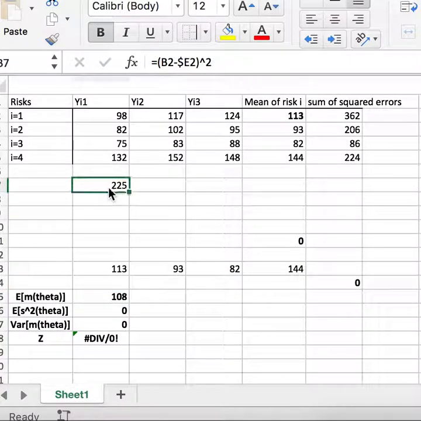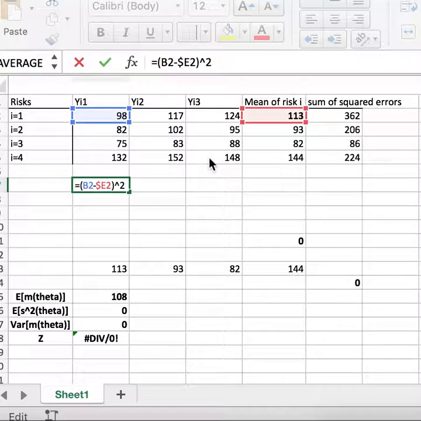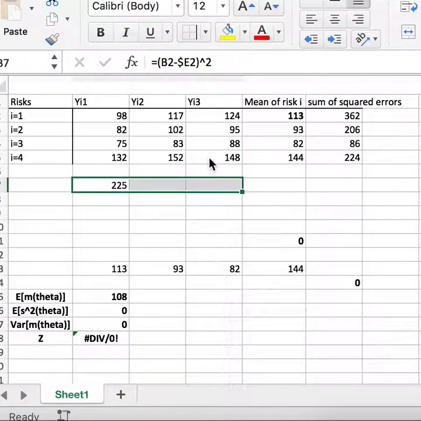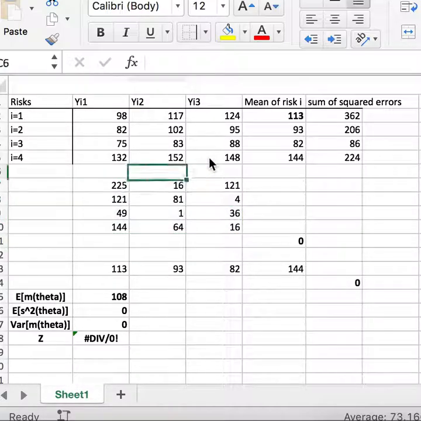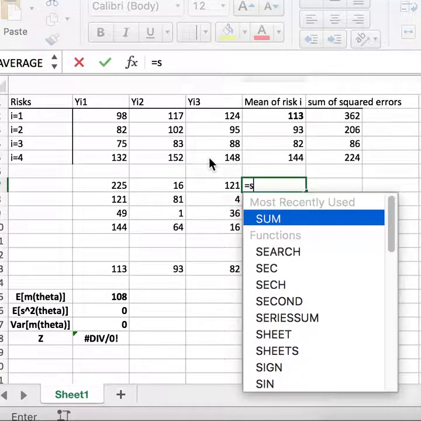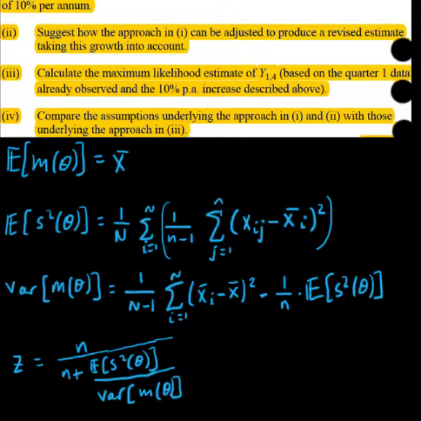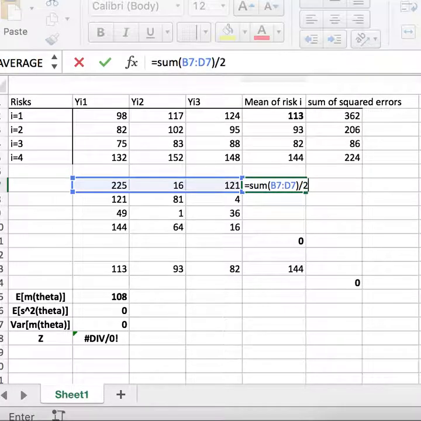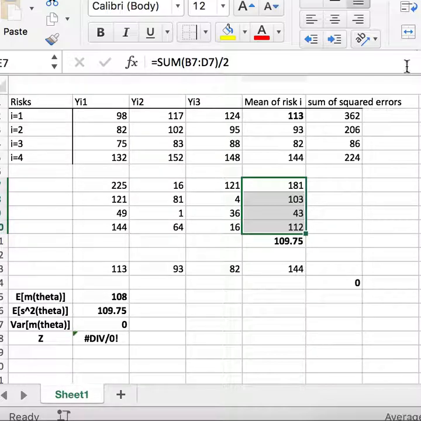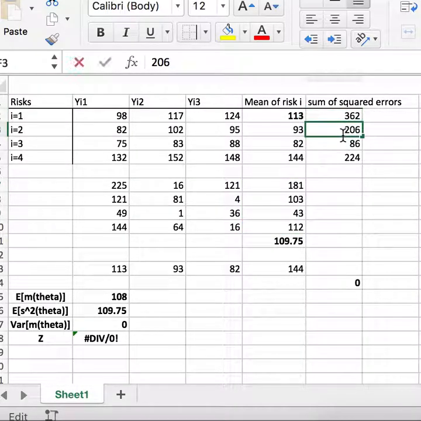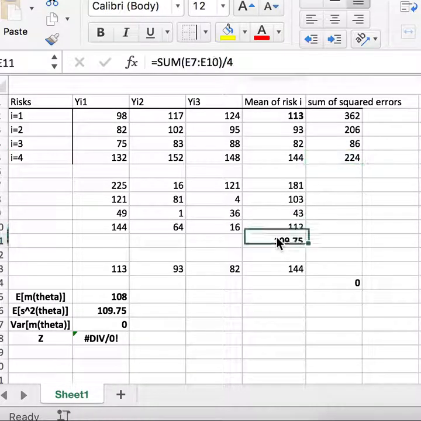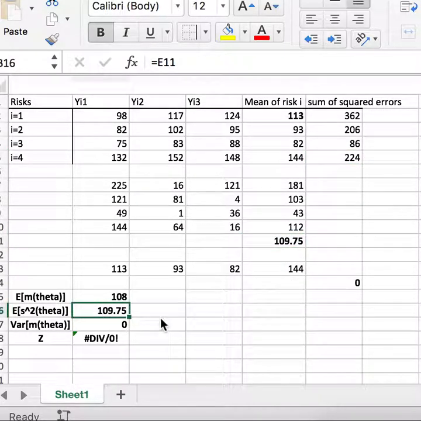Now to find this bit over here, which we need, I've already started. Basically it's the sum of the squared errors that they've already given us, but I'm just going to work it out anyway. So, 98 minus 113 all squared. I'm going to drag that across to the right, pull it down as well, and then we're just taking the sum of these, but dividing by n minus 1, the number of years minus 1, which is 2. I'm dragging that down. So that's just this number here divided by 2, divided by 2, divided by 2, divided by 2, added up, which gives us 109.75. That's a useful number.